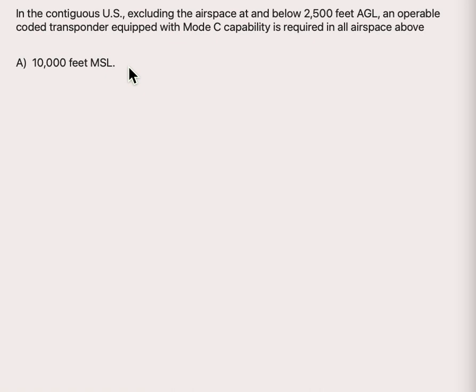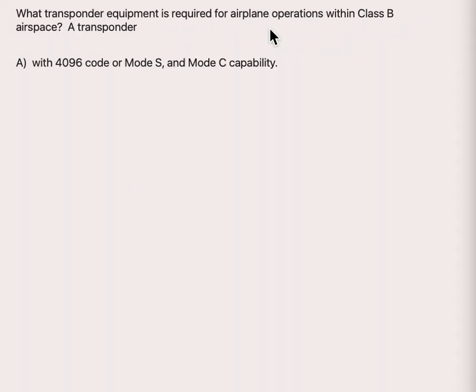So once again, in the contiguous United States, excluding the airspace at and below 2,500 feet AGL, an operable coded transponder equipped with Mode C capability is required in all airspace above 10,000 MSL. What transponder equipment is required for airplane operations within Class Bravo airspace? It's a transponder with 4096 code or Mode S and Mode C capability.